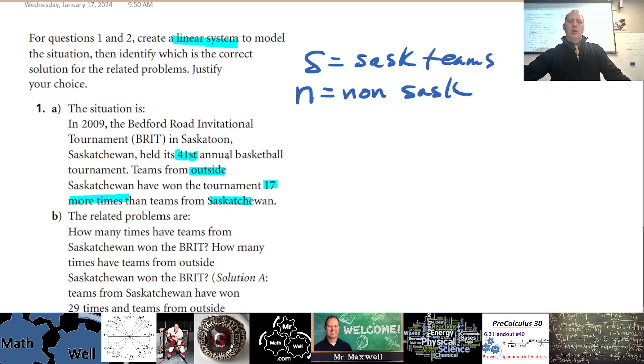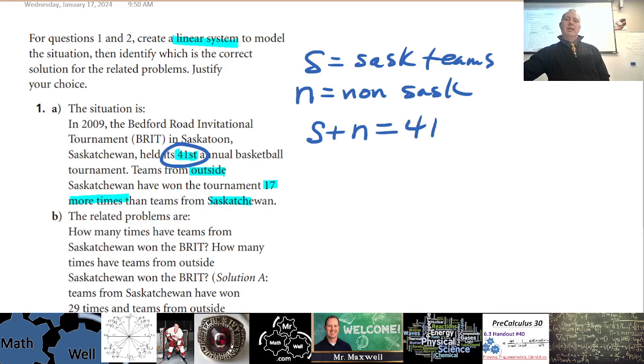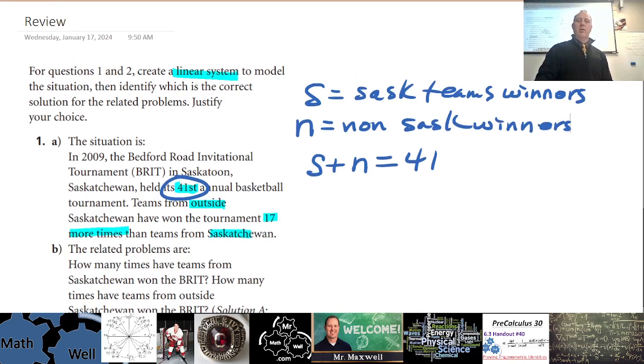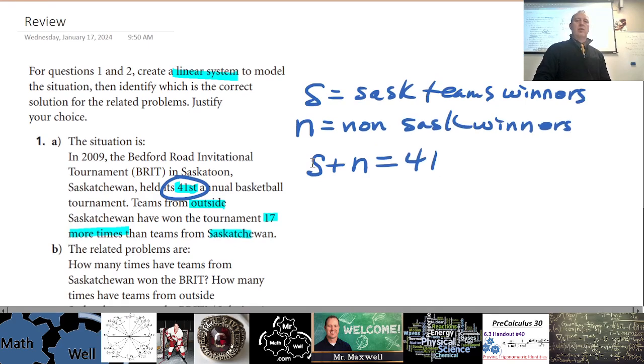So first of all, there's 41 tournaments that have been played. All of the tournaments have winners, and there's only 2 categories: Sask teams and non-Sask teams. So I would say S plus N has to equal 41. Okay? To be clear, S is Sask team winners, actually, and N is non-Sask team winners. I didn't write that down, but that's technically what we're saying, right? So the winners from Sask plus the winners from non-Sask is 41.